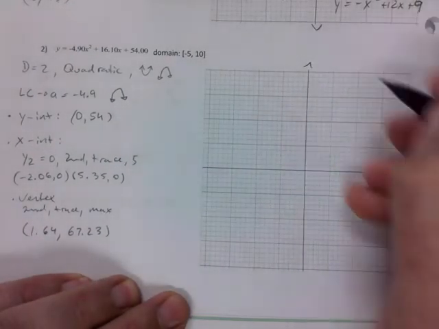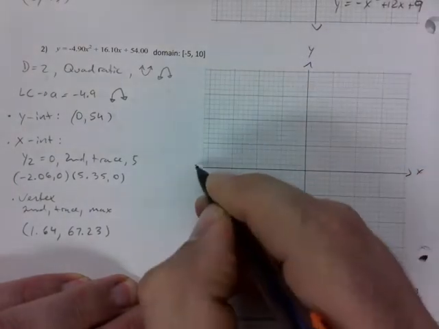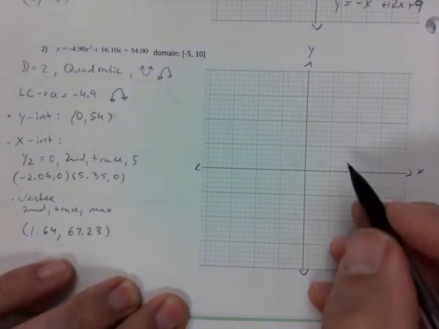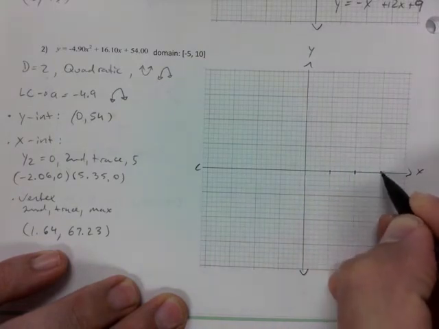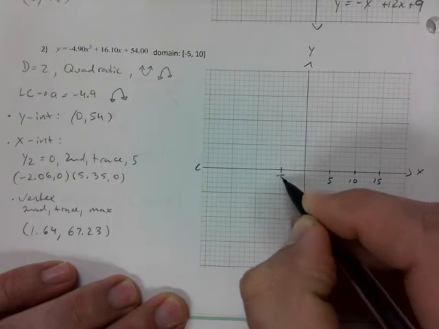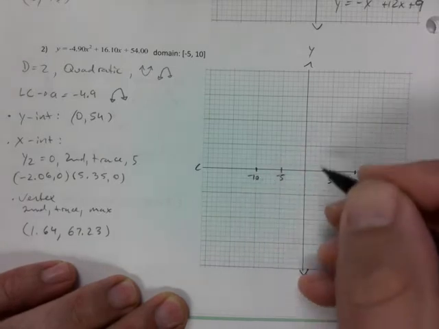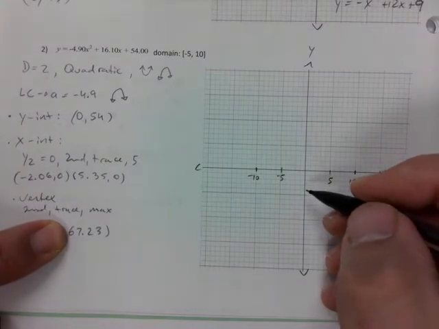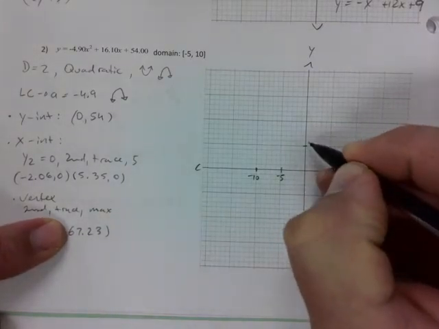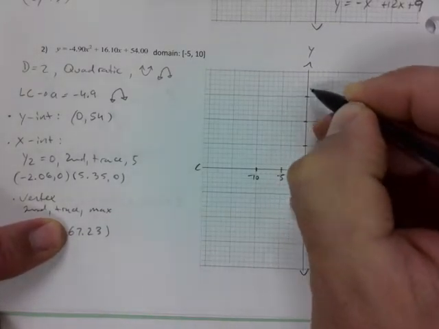So here we go. You can fast forward if you got this at this point. I'm going to go by ones as well here. 5, 10, 15, negative 5, negative 10, so forth. And for my y, I need to go all the way up to 67. So 20, 40, 60, 80, right?